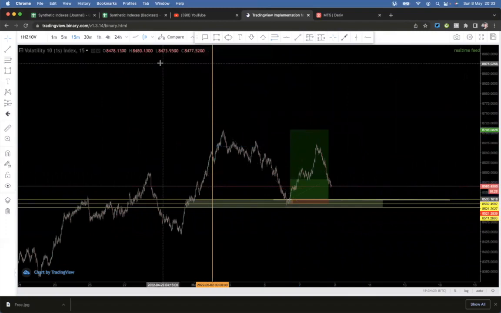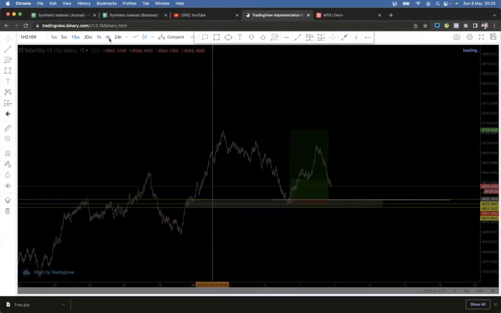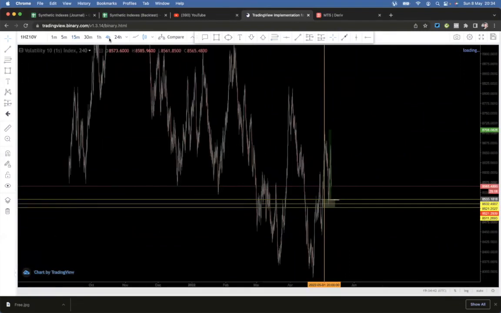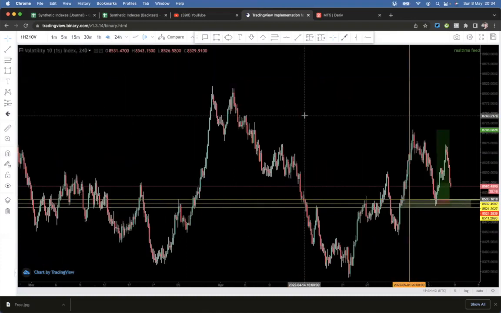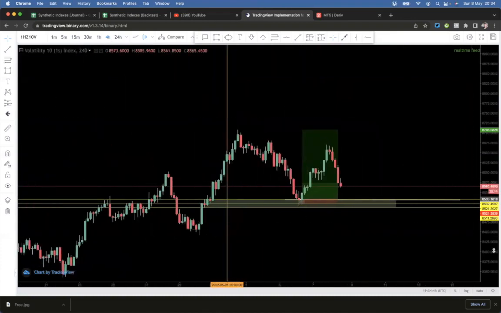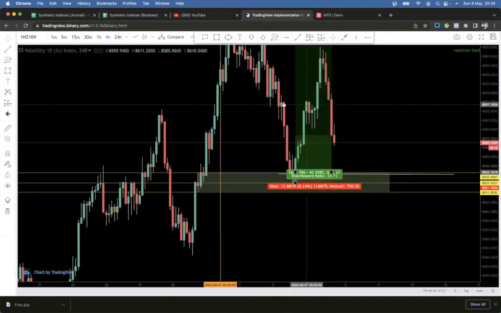Now let me go back to the 4-hour time frame. In the 4-hour time frame, look at what's happening. Okay, this is why I did not target the 100% level. Why I did not target the 100% level is pretty clear. Okay, my first target was actually this area right here.